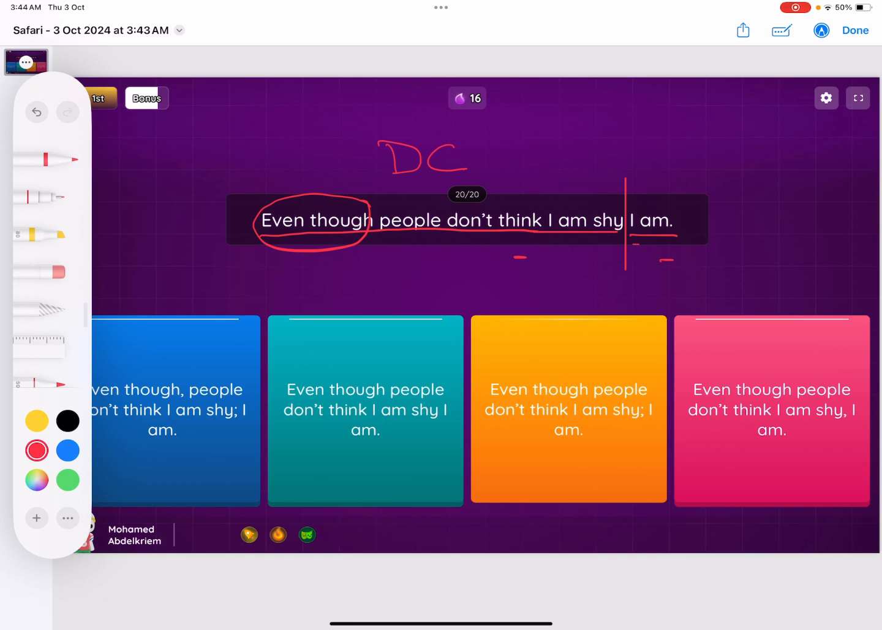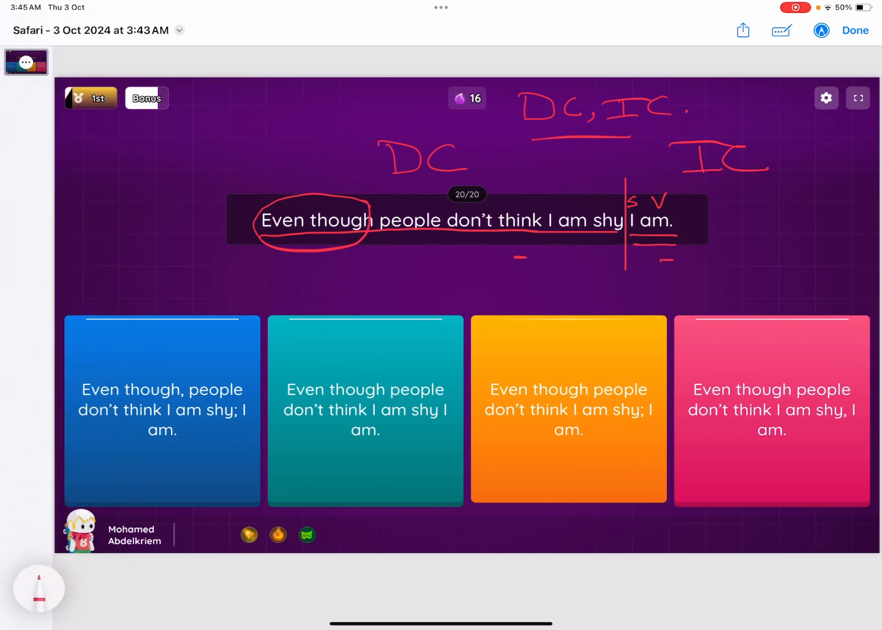And then I am. One might tell me, Mr., I am is not a clause. No, it is a clause because there is a subject and there is a verb. So this is an independent clause. And if you remember what we said before, whenever the sentence starts with a dependent clause, you must use a comma and then the independent clause. So let's check which one did this. The first one here, even though, and then he used a comma after even though, and we said this is wrong. We cannot use a comma after the subordinating conjunction.